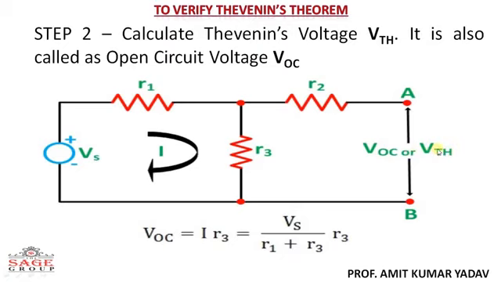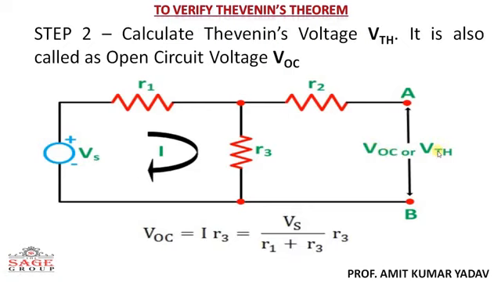You have to first disconnect the load terminal. Look here, you have already disconnected the load terminal here. Now the voltage across this load terminal is called VOC. What is VOC? This VOC is your open circuit voltage, which is written as VOC. Now this VOC is also called VTH. VTH is your Thevenin voltage.